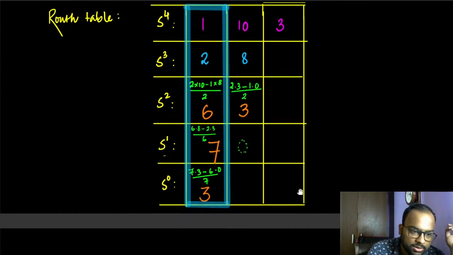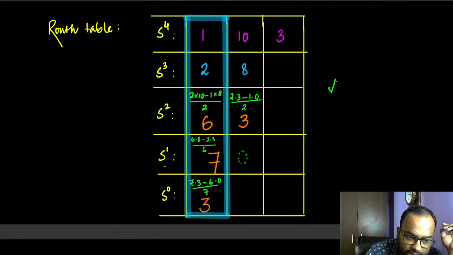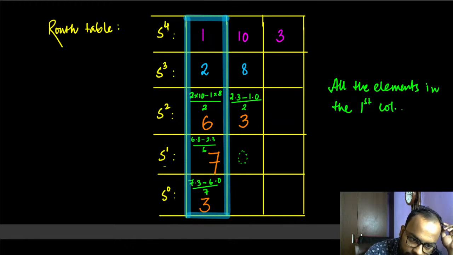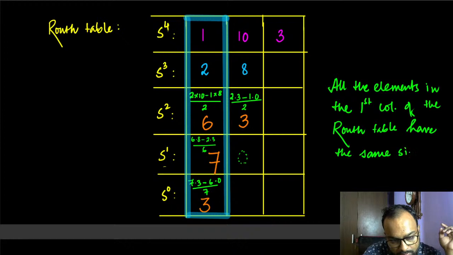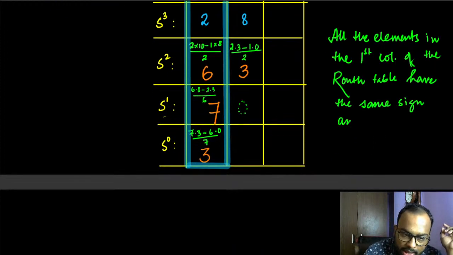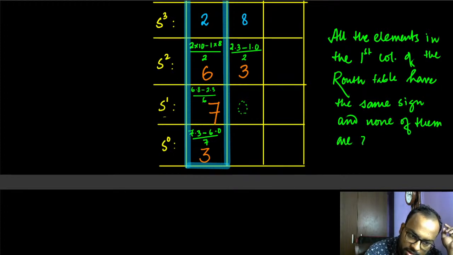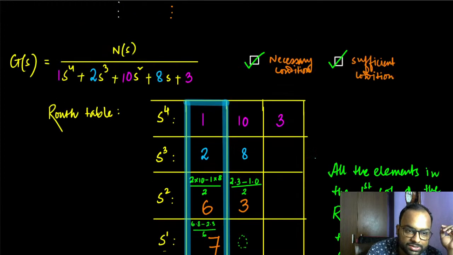All right. So we say all the elements in the first column of the Routh table are, let's just say, positive, or say have the same sign, and none of them are 0. So it satisfies the sufficient condition.